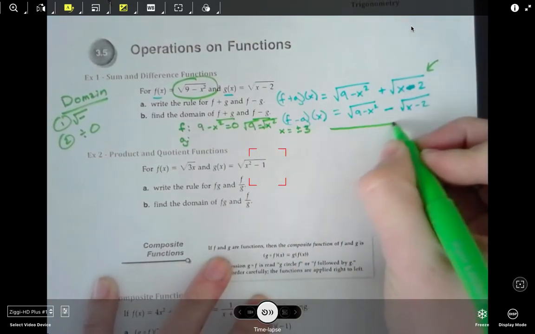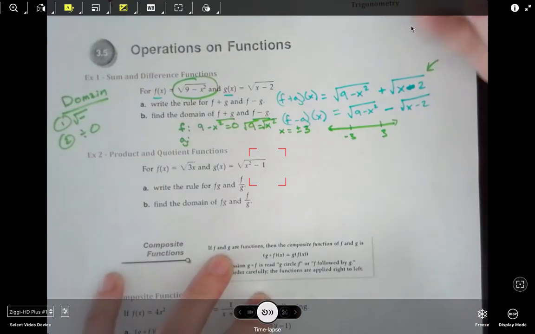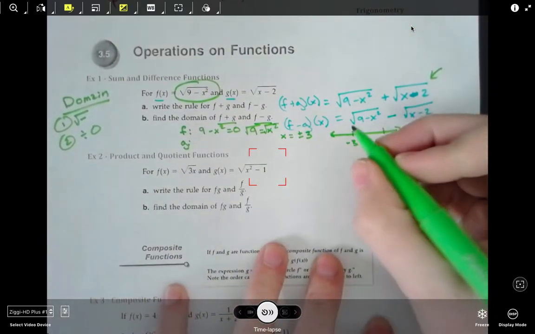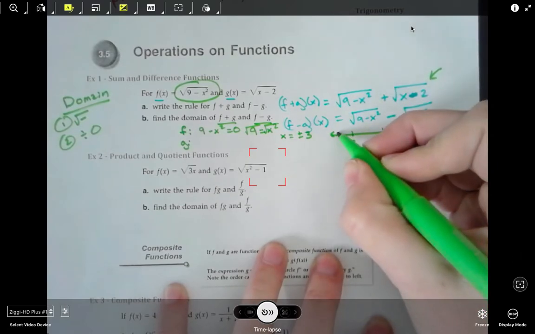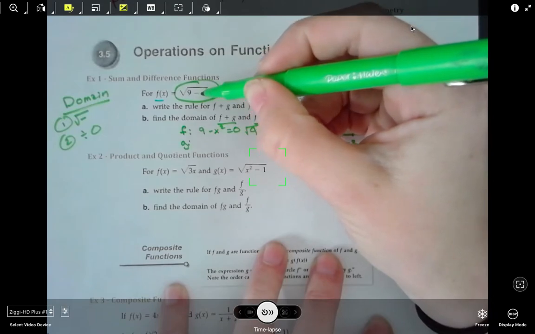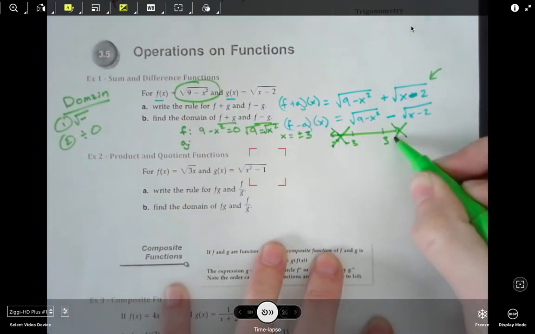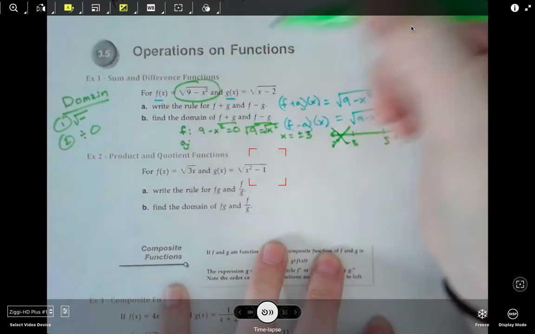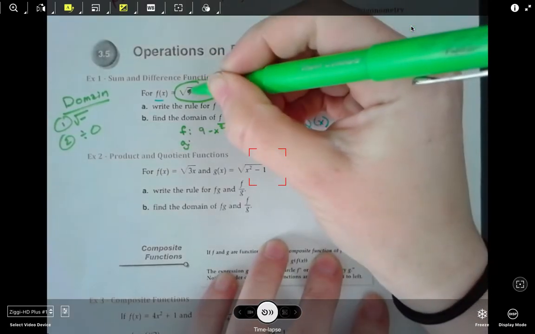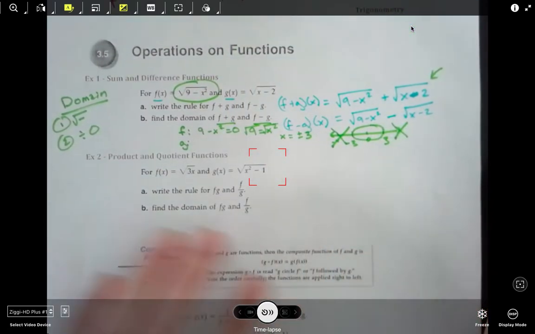Okay, so looking at that on a number line, we have negative 3 and we have positive 3. And looking at numbers that I can plug into that equation, let's do negative 4. Negative 4 squared is 16, and 9 minus 16 is going to give me a negative number. That same thing is going to happen if I do positive 4. 9 minus positive 4 squared is going to be 9 minus 16, which is negative. If I test, let's say 0, 9 minus 0 squared is okay. So I can have any numbers between negative 3 and 3.